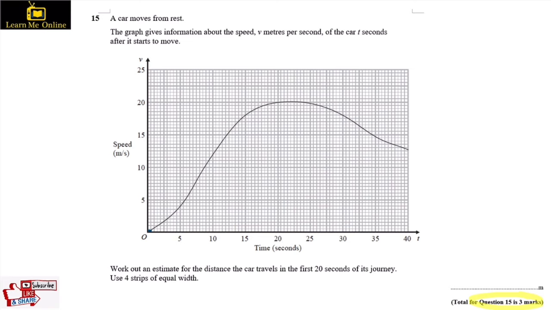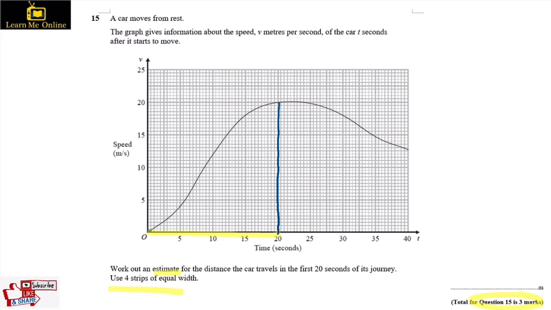The keyword over here is estimate. The distance that the car travels in the first 20 seconds of the journey, using 4 strips of equal width. So first 20 seconds means you start from here and you go until there. So this is what you're looking for. It means I'm going to draw the line over here first of all.